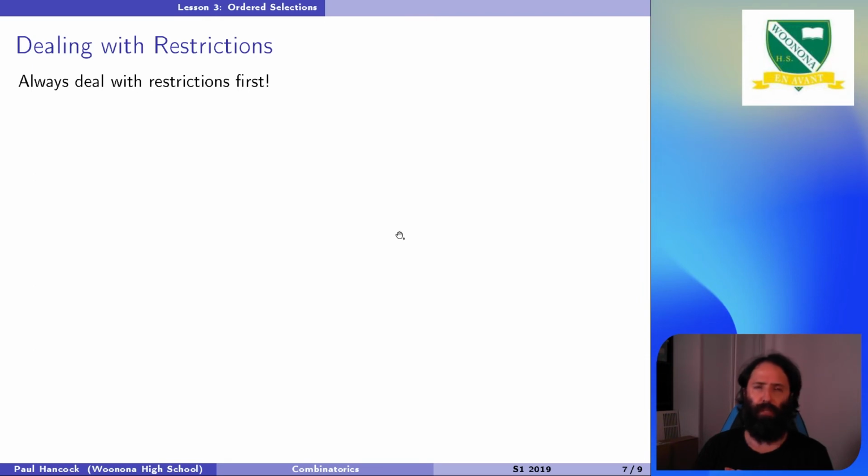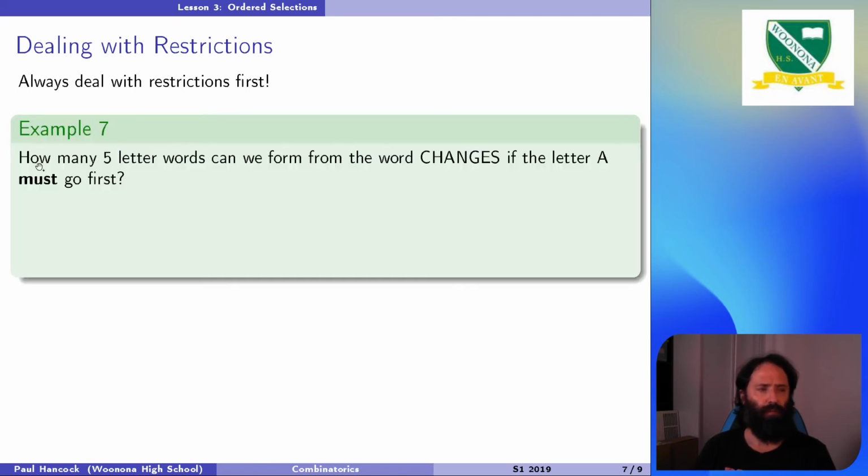And I'm saying here, we always need to deal with restrictions first. We need to get rid of those restrictions before we can start to generalize to the rest of the problem. So I'll do a few examples here and I'll build them up in complexity so that we can see how they work. So in the first question, we want to know how many 5-letter words can we form from CHANGES if A must go first.